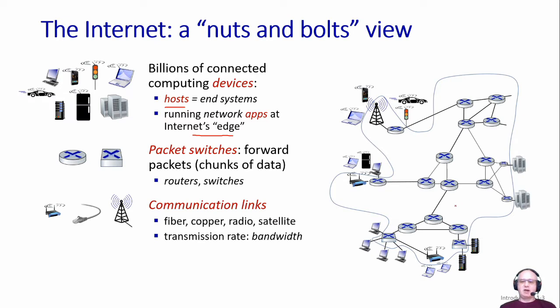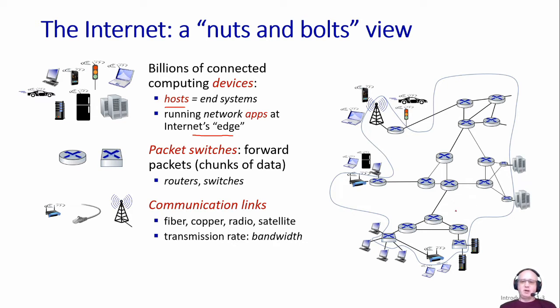These switches are connected to each other through communication links. Those may be based on different physical media, such as fiber or copper, or it may also be radio links, things like Wi-Fi and wireless access networks. Some of them may be using satellite. A key characteristic of a communication link is its bandwidth or transmission rate, the rate at which it can send bits.